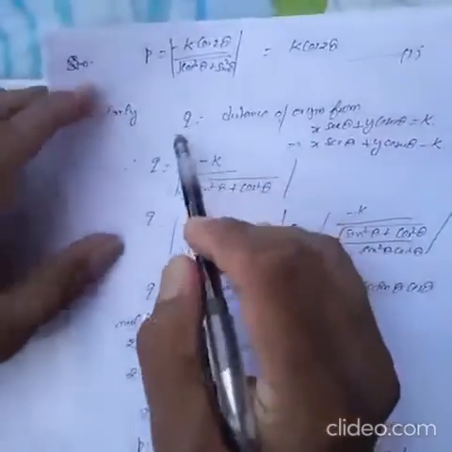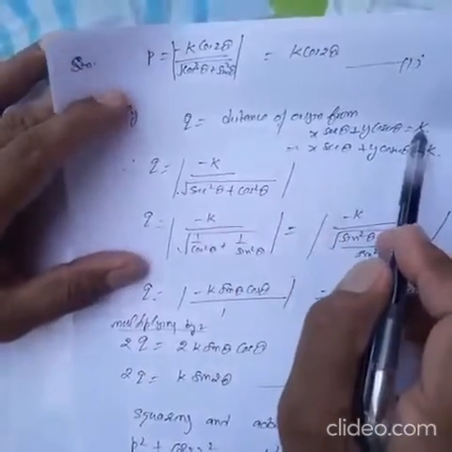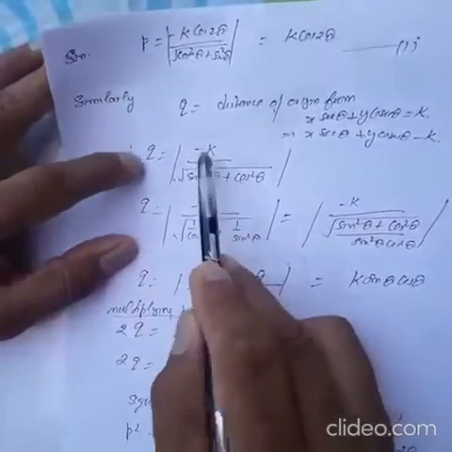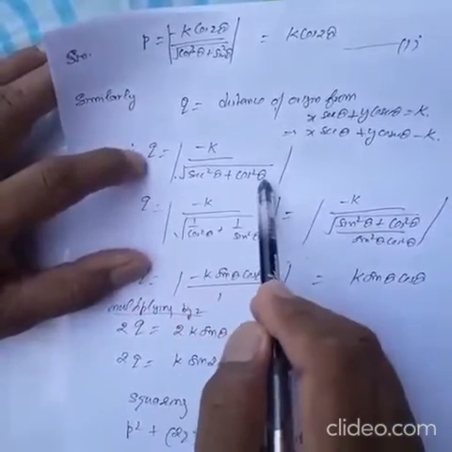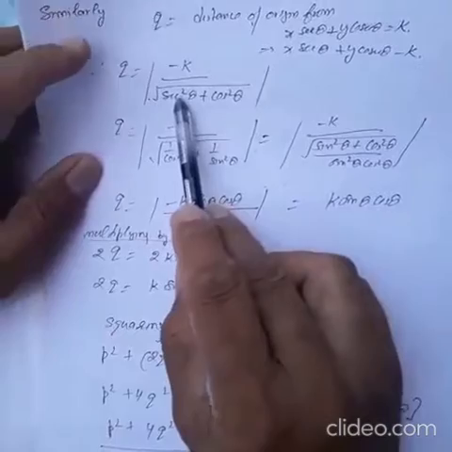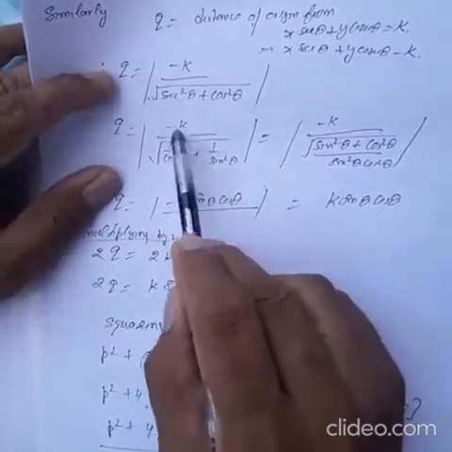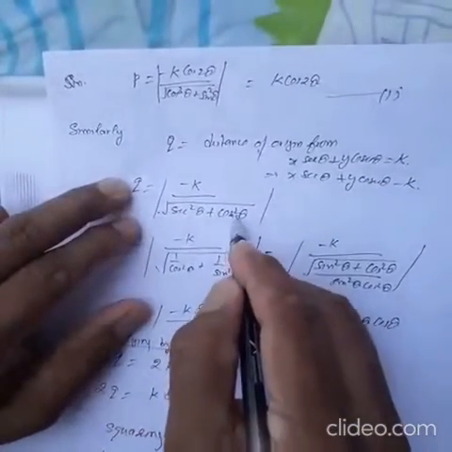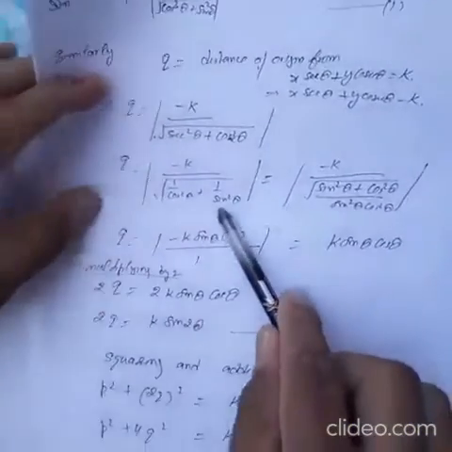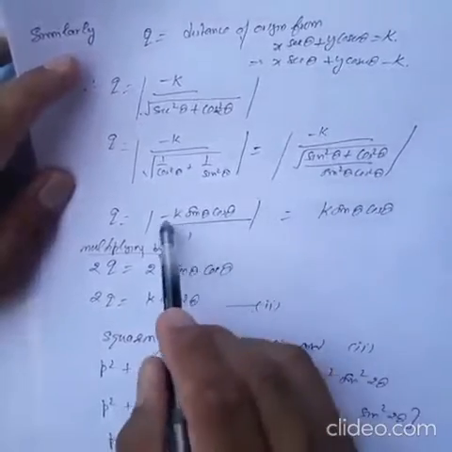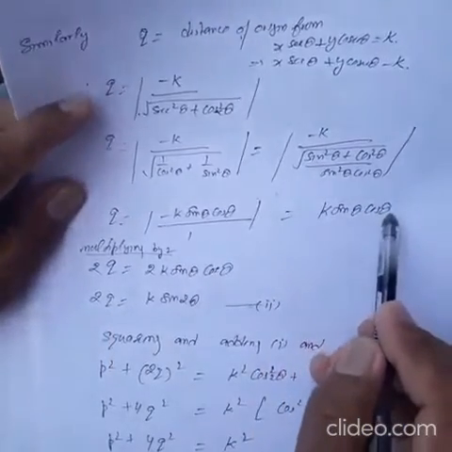Similarly, find it for the second line. q is the distance from the origin to the second line, so apply the same formula. q = |-k| / √(sec²θ + cosec²θ). So this is q, and you put secant θ = 1/cos θ, and cosecant θ = 1/sin θ. You can simplify. After simplification, you will have q = k sin θ cos θ.